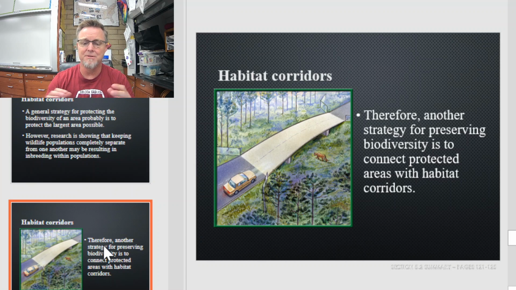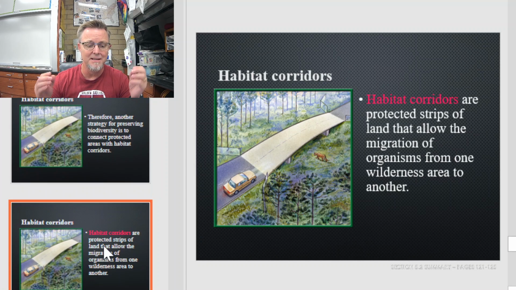This helps reduce edge effect. This helps reduce fragmentation. I get it. There's still a road there. There's still the potential for human impact, but at least we're trying to compromise and make things a little bit better. So habitat corridors are protected strips of land that allow the migration of organisms from one wilderness area to another. And it can be argued, as I said, there are pros and cons even for this.